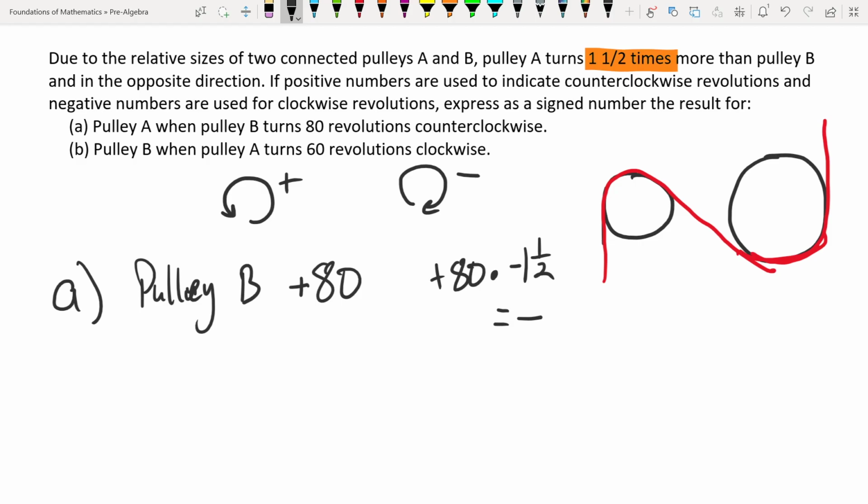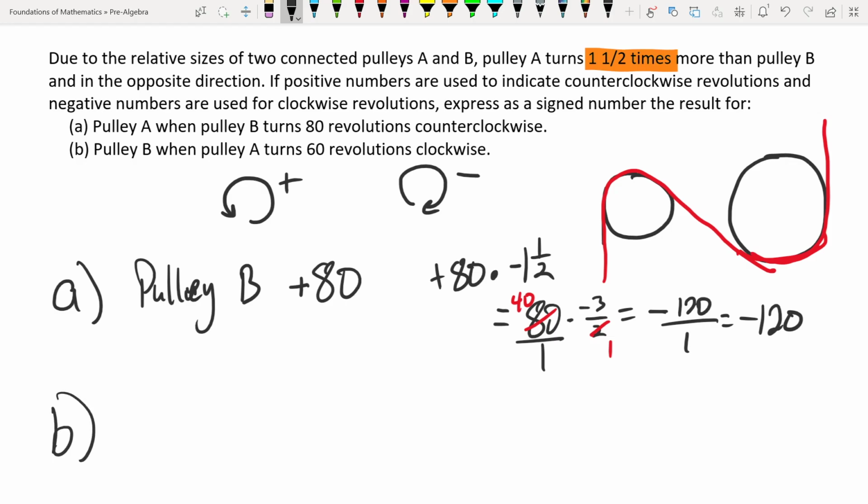And 1.5 is the same thing as 3/2. So I'm going to write this down like this: 80 times negative 3/2 over 1. This gives us, just cross canceling there, by 2. Positive times negative is negative. 4 times 3 is 120 over 1. So pulley A does negative 120 revolutions. So 120 revolutions clockwise when pulley B turns 80 revolutions counterclockwise.